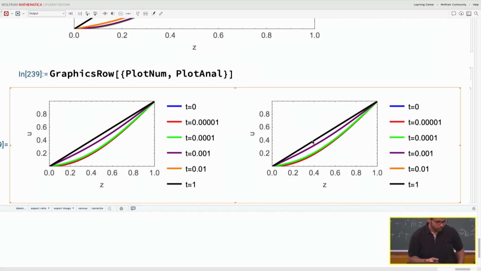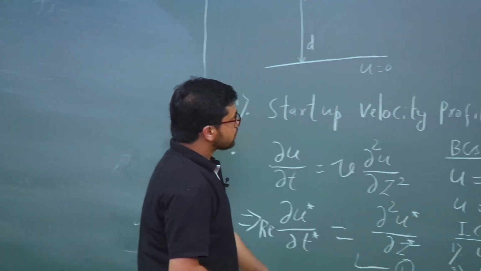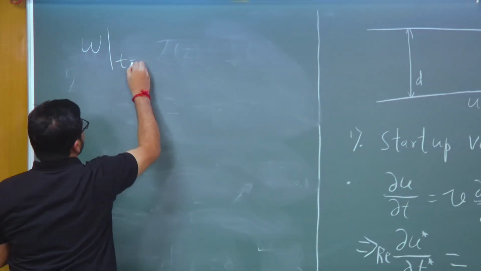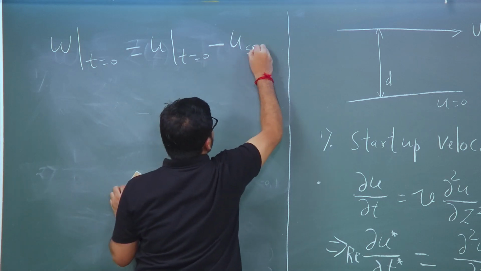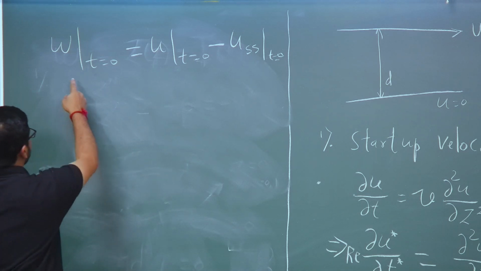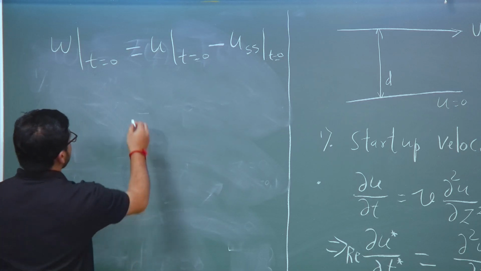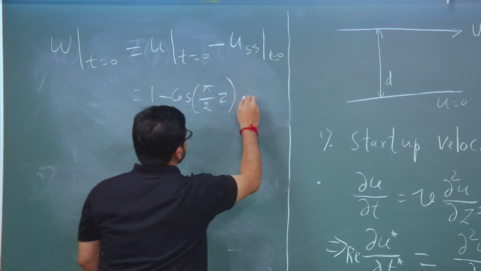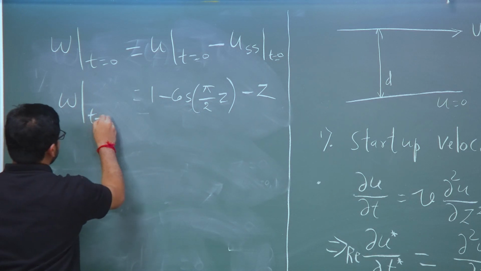So, let us talk about that integration which we did. We have W as u minus u steady state. So, W at t equal to 0 will be u at t equal to 0 minus u steady state at t equal to 0, and u at t equal to 0 is 1 minus cos pi by 2 z, and the steady state is nothing but z no matter what the time is, and so this is the initial condition for W at t equal to 0.